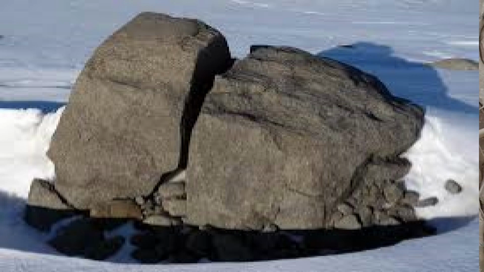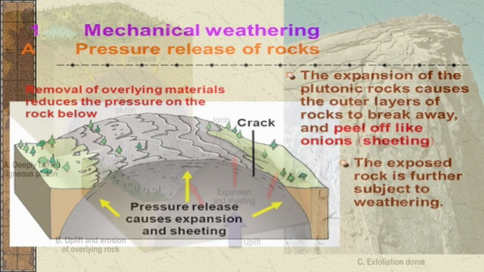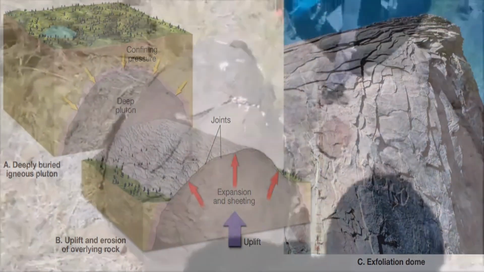Pressure release is another process, where rocks that were buried deep become exposed as the material above them erodes away. With less pressure, the rock expands and cracks, often peeling off in layers like an onion.